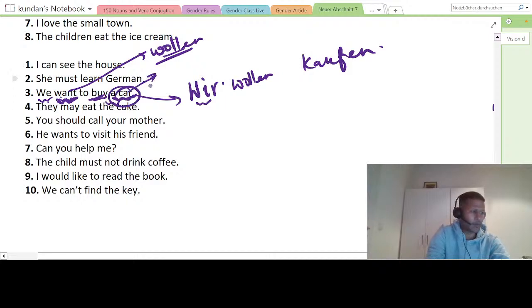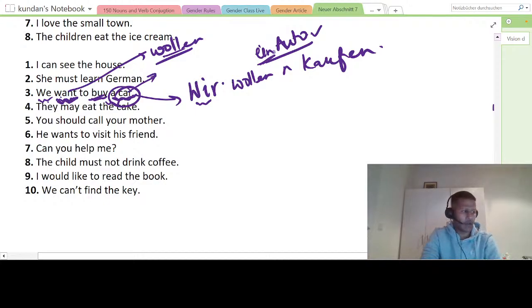He wants to purchase a car. So here that car will come. Ein Auto, right? Das Auto, ein Auto. This is not masculine. This is neutral. So it will not change. Ein will remain the same, right? In accusative. This is accusative. What is he purchasing? Auto.